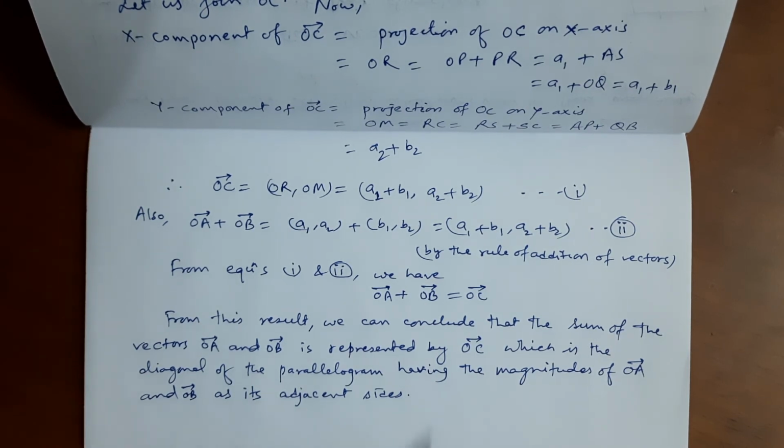Okay, in this way, if two vectors represent two adjacent sides of a parallelogram starting from the same point, then the resultant is given by the diagonal of the parallelogram starting from the same point in magnitude and direction. Okay, this is the proof of the parallelogram law of vectors.